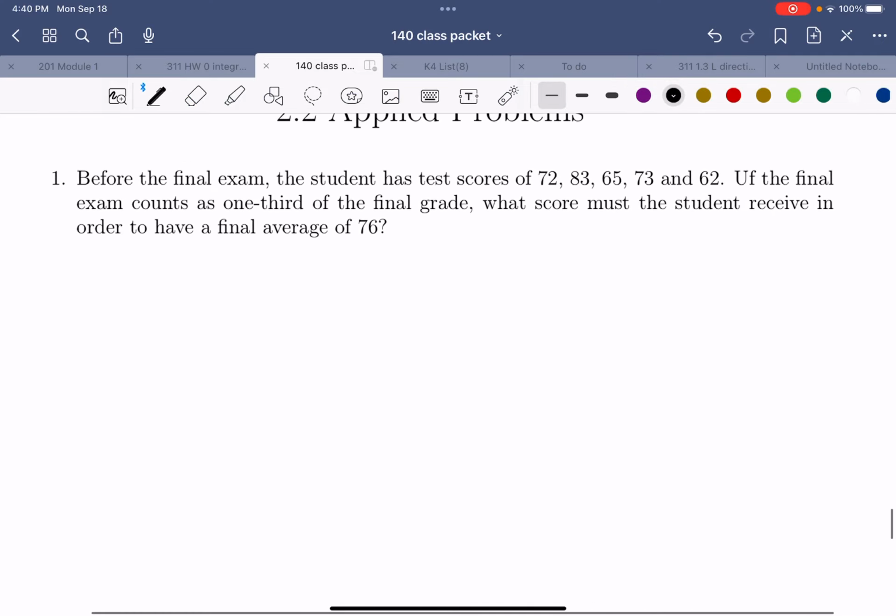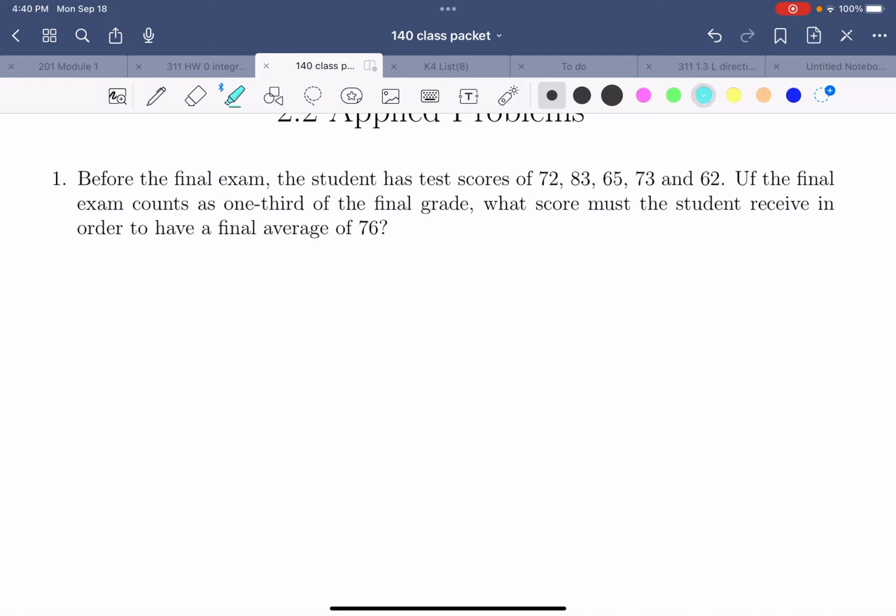So if you take a look here at question number 1, before the final exam, the student has test scores of 72, 83, 65, 73, and 62. If the final exam counts as 1/3 of the final grade, what score must the student receive in order to have a final average of 76? So I always look at this last statement to decide what my variable should be. So what score must the student receive? And they're referencing the final exam score. So X is going to be my final exam score.